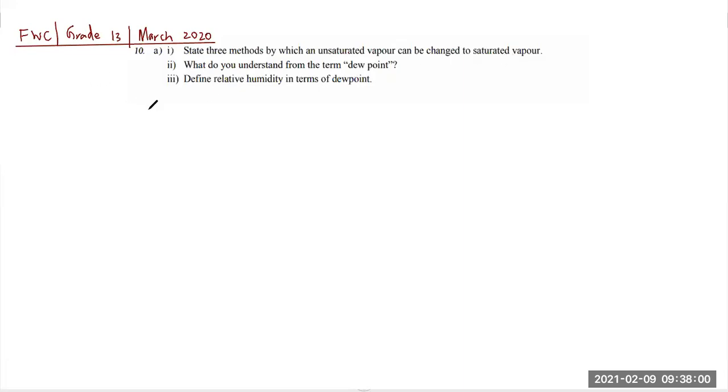So A part, first, three methods. How you have to convert unsaturated vapor to saturated vapor. So there are three things which impact the saturated or unsaturated nature of vapor. One is by reducing temperature.